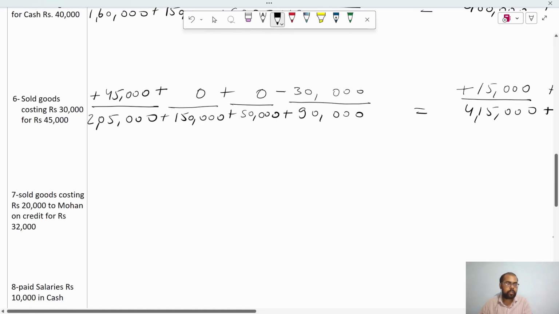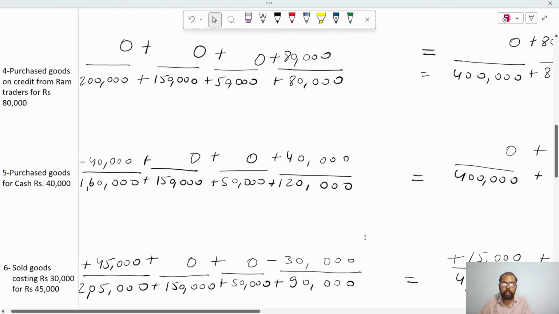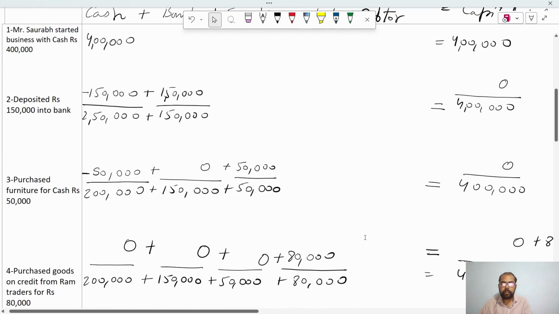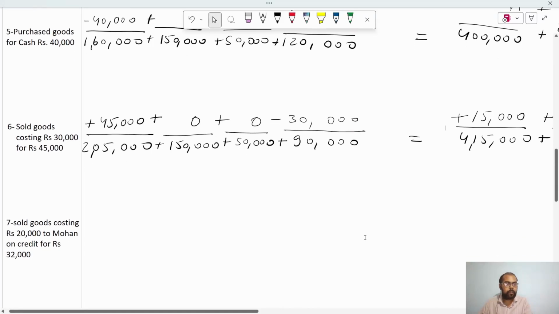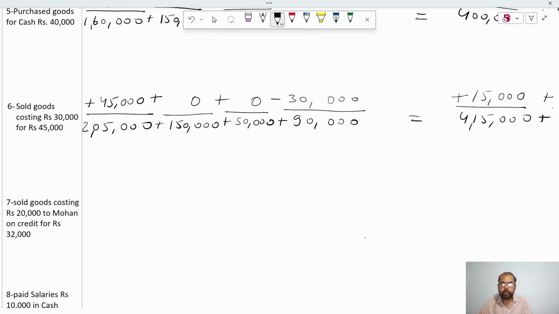The next transaction is sold goods costing rupees 20,000 to Mohan on credit for rupees 32,000. Okay. All right. So here our debtors are increasing in this case. See, I have already maintained the debtors column as well. Okay. So under debtor column, 32,000 will be written. Okay, 32,000 under debtor column. And since goods are sold, so goods are decreasing, therefore 20,000 will be deducted from goods, and 32,000 will be added in the column of debtor because the goods are being sold on credit. Okay, so now goods become 70,000 and the new asset, that is debtor, becomes 32,000.